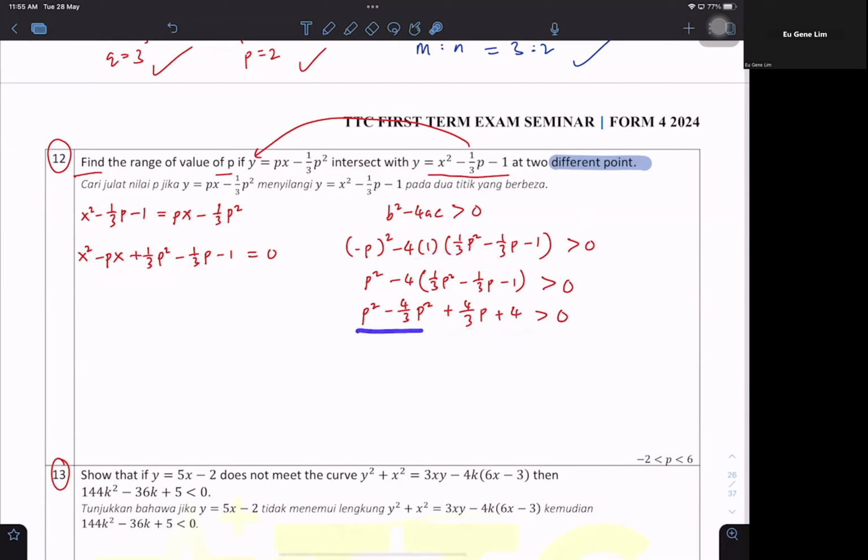P square minus 4 over 3p square. This one you can press calculator. P square minus 4 over 3p square is how much? 1 minus 4 over 3. Negative 1 over 3. Okay, negative 1 over 3p square. Okay, good. Continue.